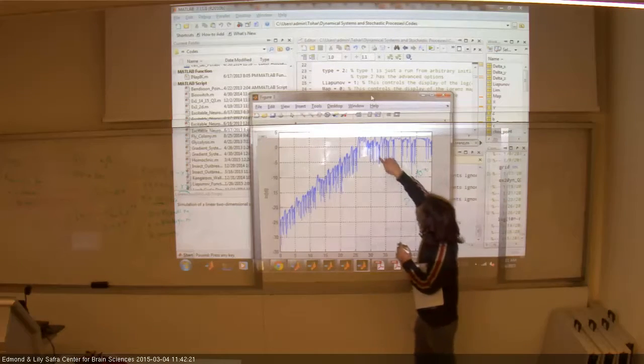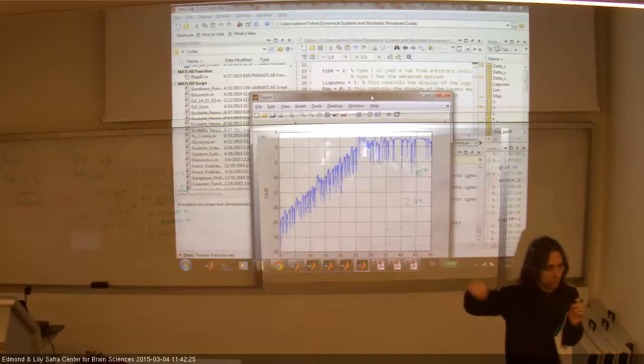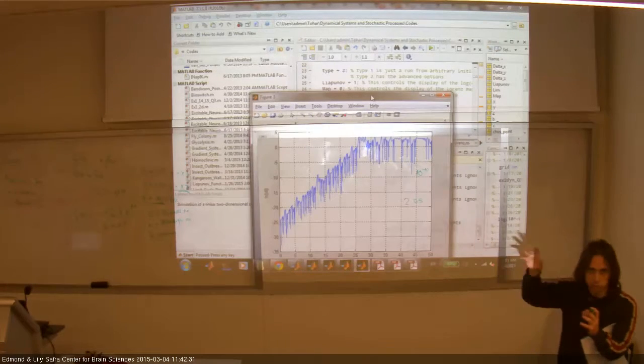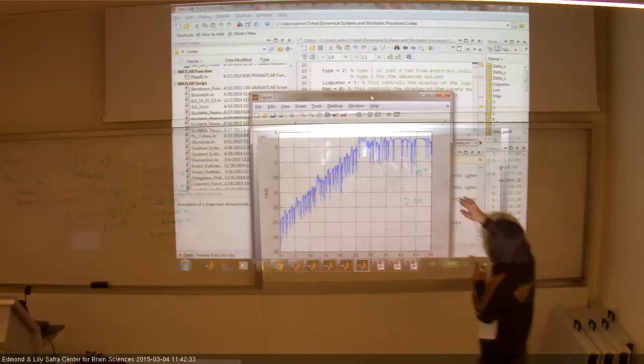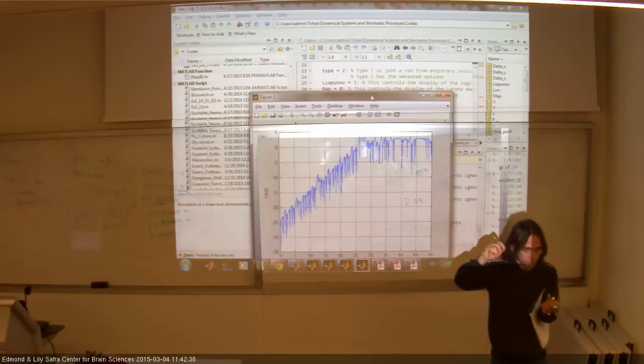And then these oscillations are probably the two trajectories being on different wings or different parts of a cycle within a wing. So these oscillations are probably being on different sides of the butterfly.